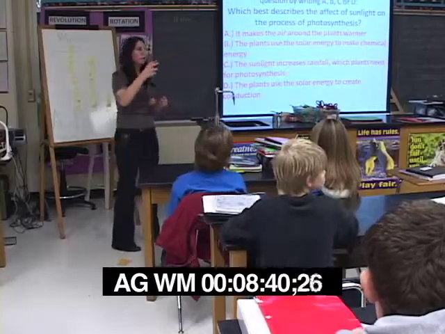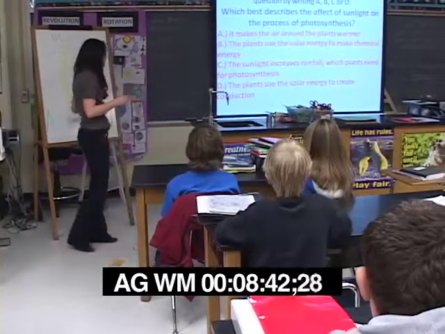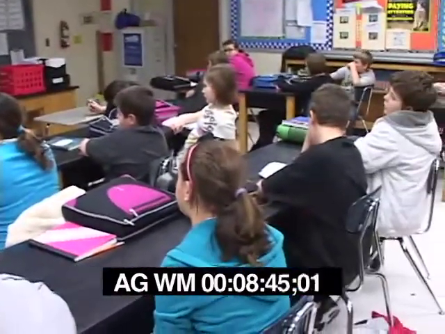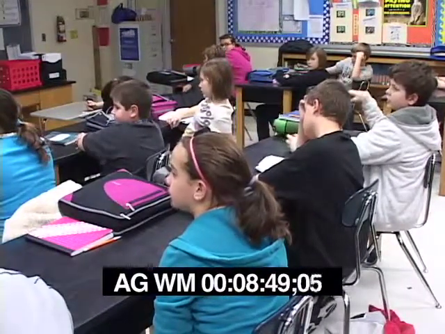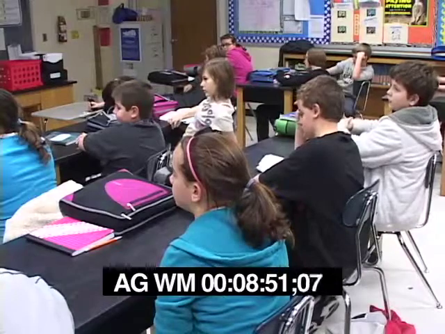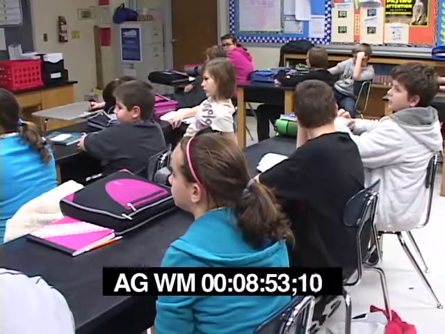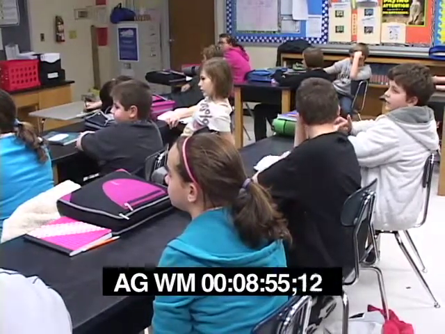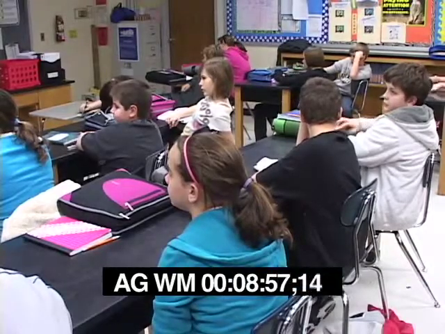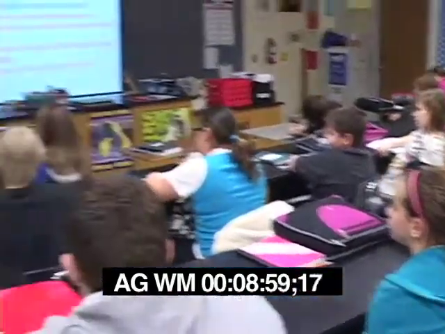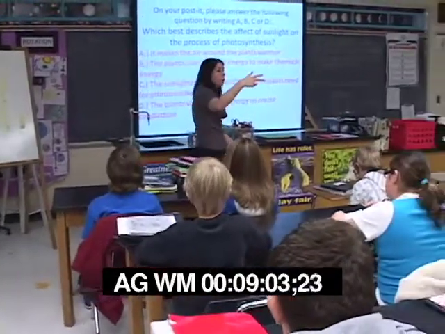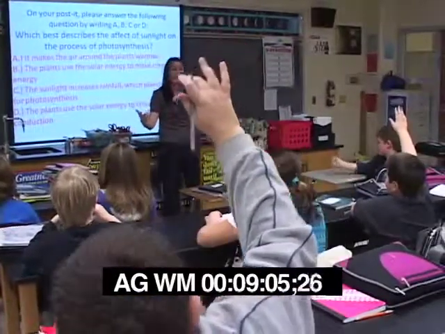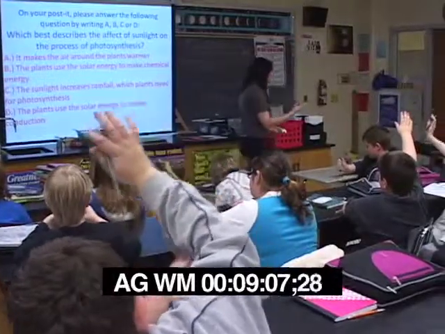Trey? I picked B. Okay, so why did you pick B? I picked B because the sunlight and the combination of the other two parts create a chemical reaction to make oxygen and what it needs to survive, sugar. Okay, glucose. So now we're talking about the ingredients for photosynthesis. We know sunlight is one. What are the other two? What are two other things we need so that the plants can go through this process of photosynthesis?